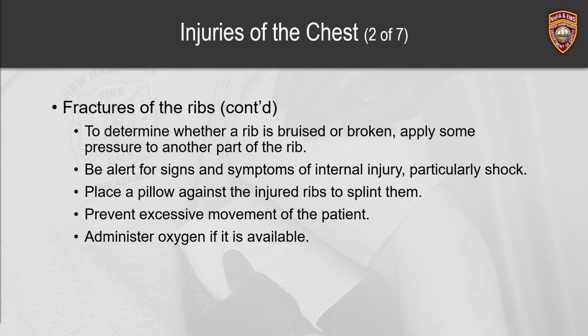If the injury is to the side of the chest, place one hand on the front of the chest and the other on the back and squeeze gently. To check an injury to the front or back of the rib cage, place your hands on either side of the chest and squeeze gently. And so again, this is going to be part of your assessment of the chest when we're doing a head-to-toe exam. In patients with rib fractures, be alert for signs and symptoms of internal injury, particularly shock.